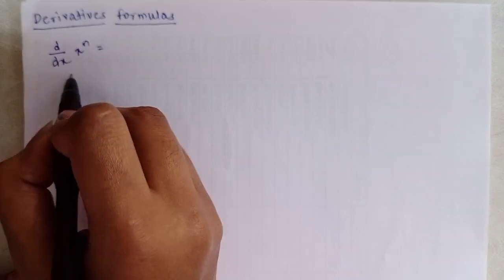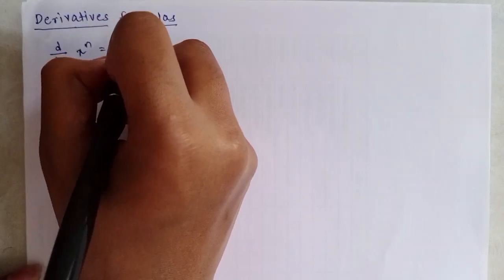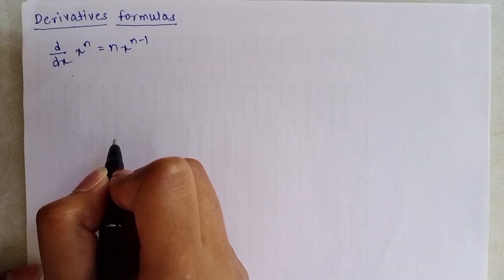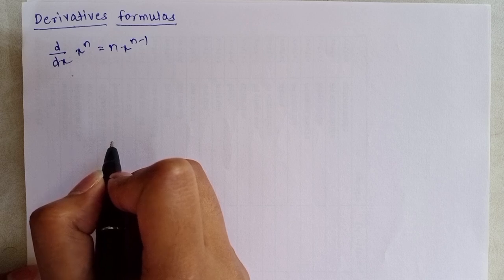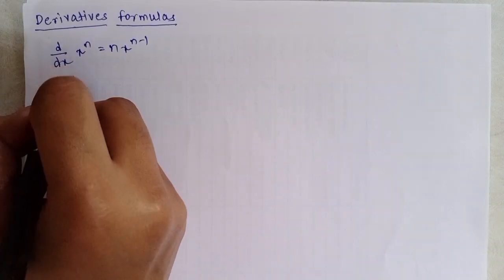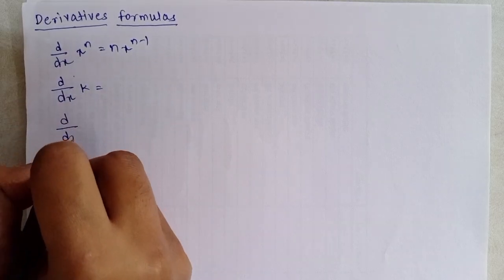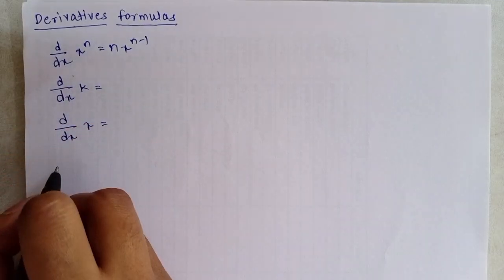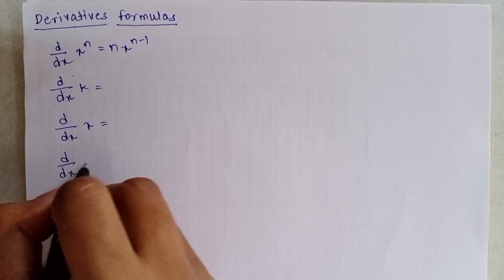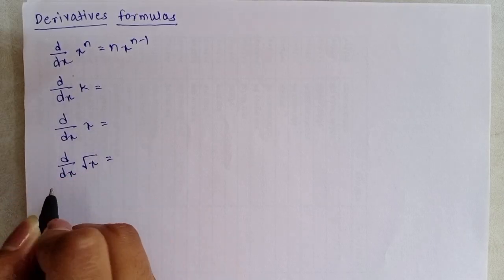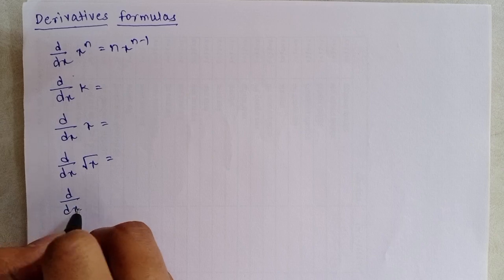Let's understand all the formulas of derivatives. First formula is derivative of x raised to n. Derivative of x raised to n is n x raised to n minus 1. From this formula, we can make four more formulas, that is derivative of constant, derivative of x, derivative of root x, derivative of 1 by x.